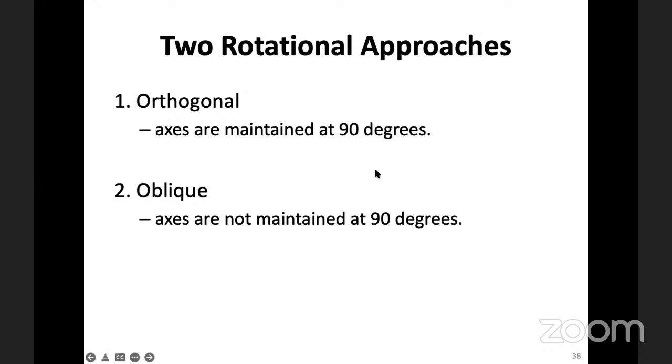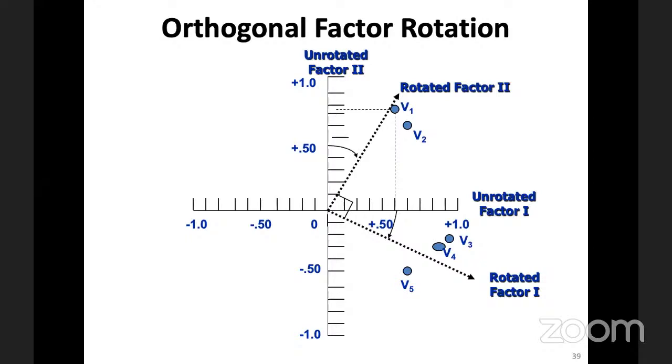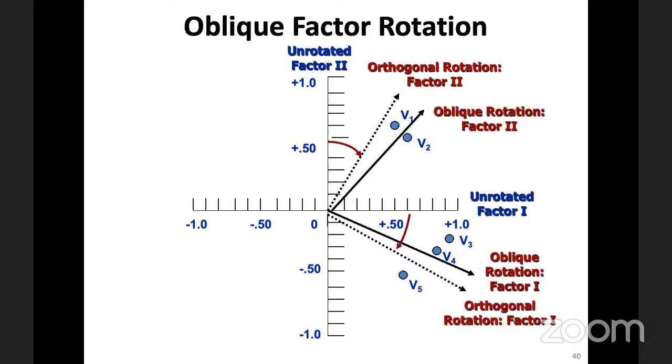In the case of orthogonal, the factors move independently and the axes are maintained at 90 degrees. In the case of oblique, they are allowed to have mixing of these variables. For example, this is the orthogonal one where the 90 degrees of factor 2 and factor 1 is maintained when they are rotated, whereas if it is oblique, then this independent structure is not there, so factors can rotate the way they want; they are allowed to rotate.